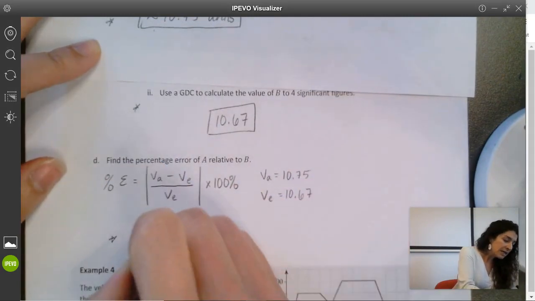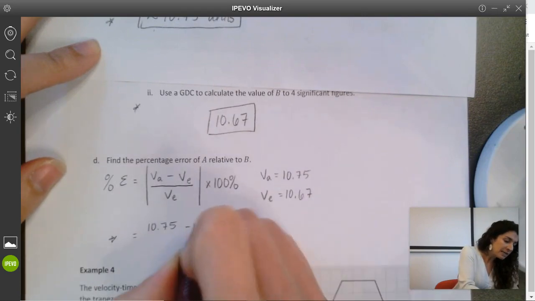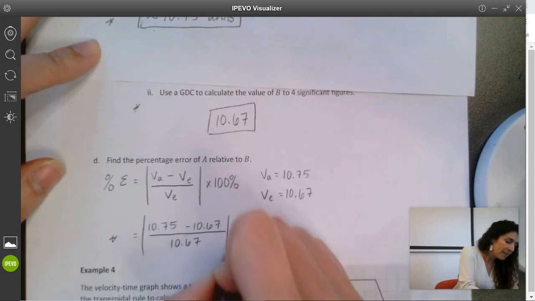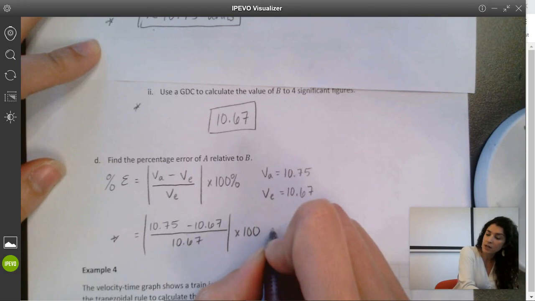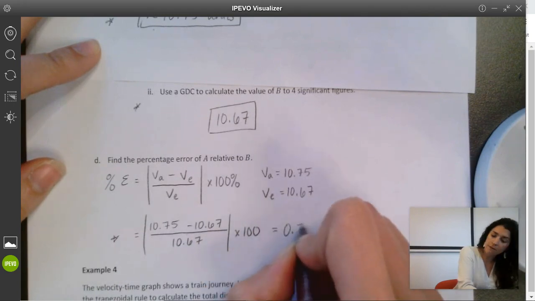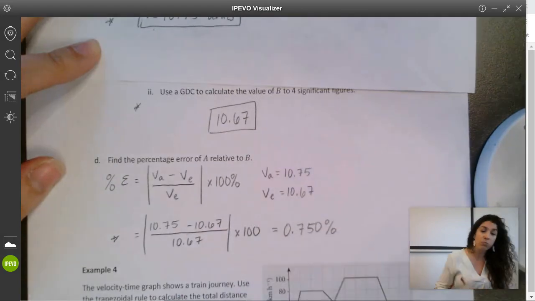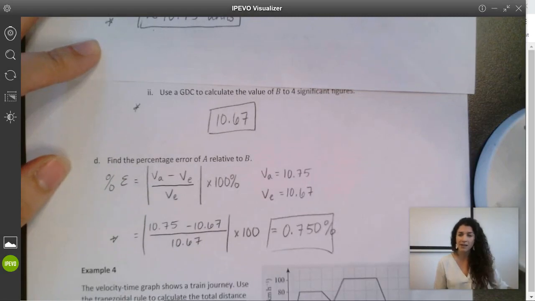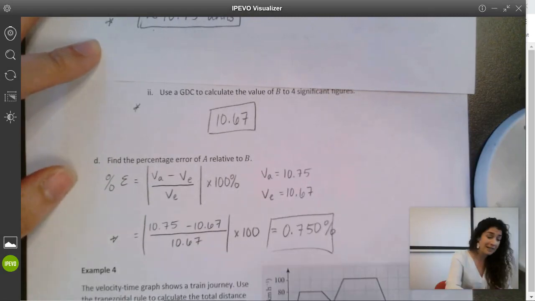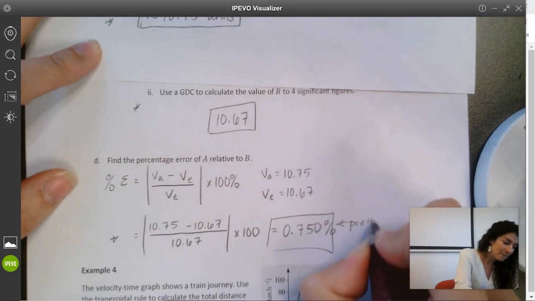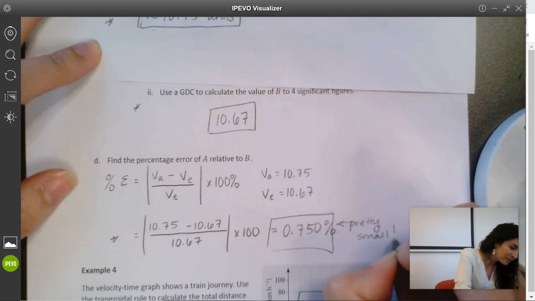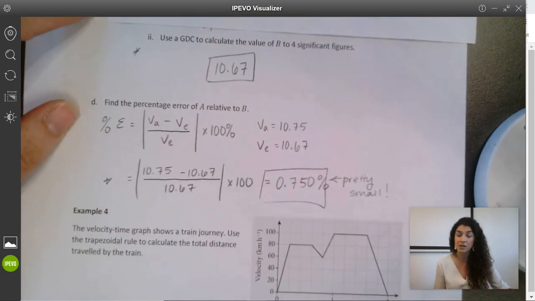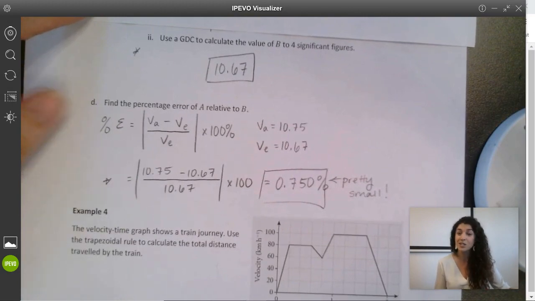Plugging in the approximate, we get 10.75 minus 10.67, your exact, all divided by 10.67. Absolute value, and then multiply by 100, should give us, for 3 significant figures, 0.750%. I know sometimes when I multiply by 100 and it's still a decimal, I'm like, wait a minute, is that still a percent? Yeah, it's just a really, really small percent. That is a very small percentage, which means that approximating the area underneath the curve using the trapezoidal rule is a pretty solid way to approximate.